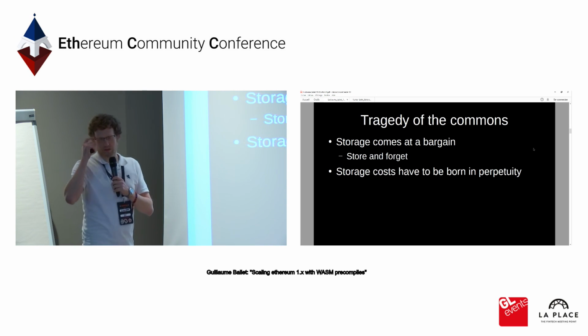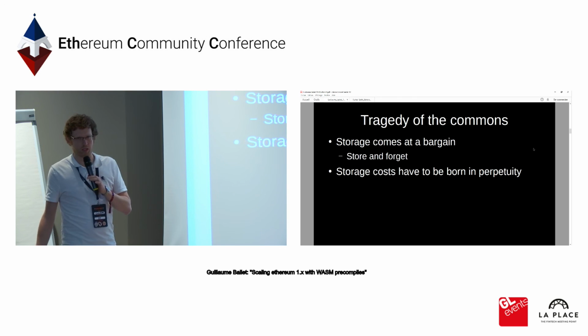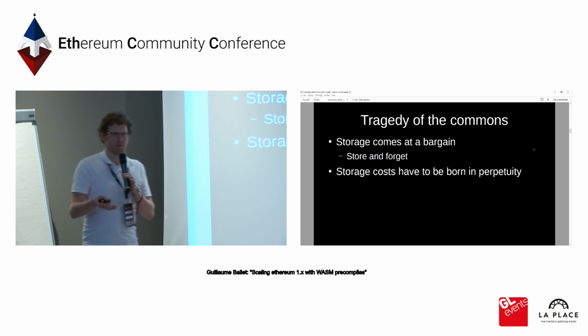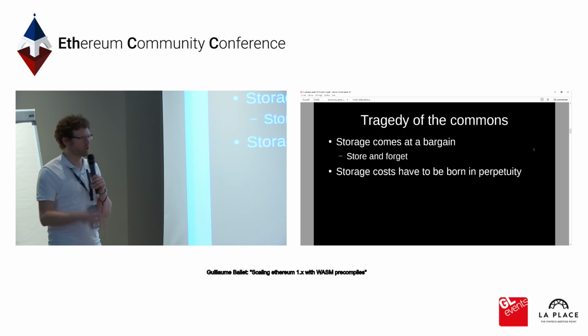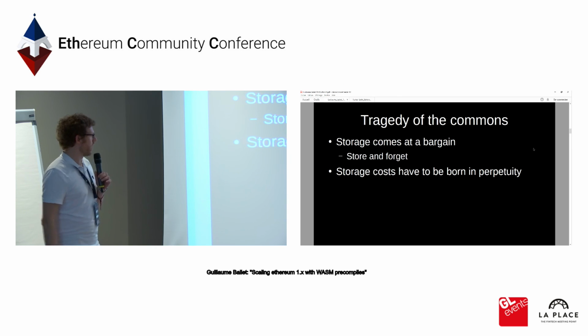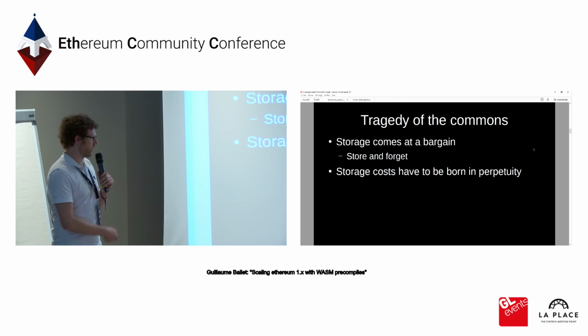There's this problem in economics that I'm sure is well known. It's called the tragedy of the commons. And in this problem, the state effectively comes as a bargain. Because yes, you pay some gas to store some data, but the current promise in the protocol is that it will be there forever. And because it's there forever, dividing any cost by infinity is still zero. So you just store and you forget about your data. However, if you are maintaining a full node, you have to keep that data forever. So that's the problem.